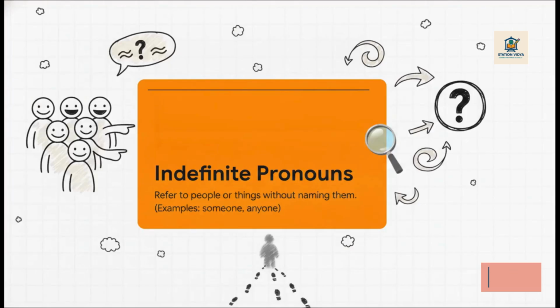So if you aren't pointing out a specific exact person, you're going to use an indefinite pronoun. Words like someone, anyone, everyone, or nobody. It's called indefinite because the person or thing isn't specifically identified. It's like saying, someone is at the door, or everyone enjoyed the lesson. We don't necessarily need their exact names, we just know they're there.